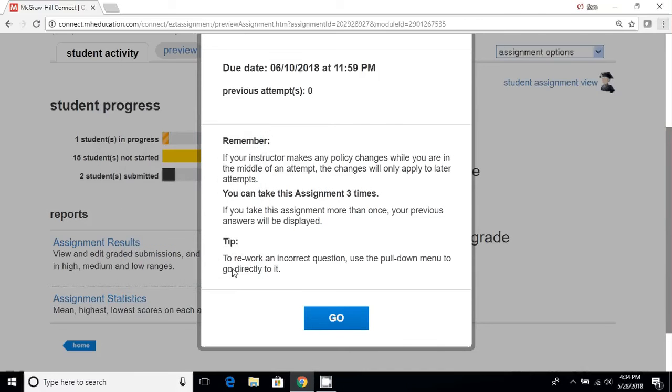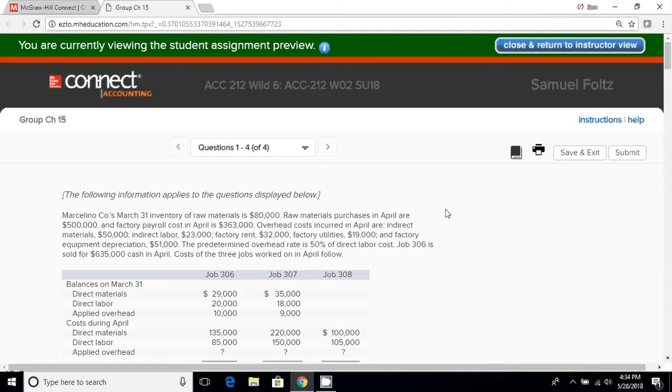Okay, let's get started on group chapter 15. I've made the screen just a little bit bigger. There's a bit of data in here. This isn't a huge practice problem, but it's certainly not one of the smaller ones either. Let's just see if we can follow along here.